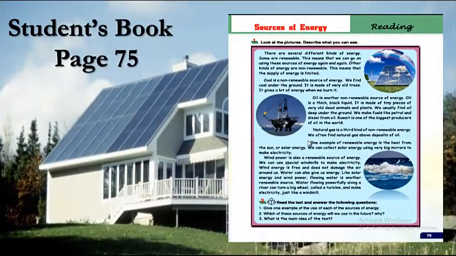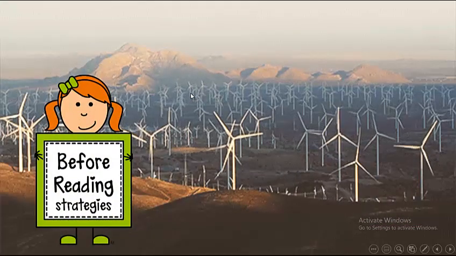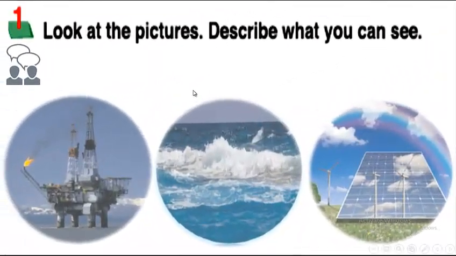Now, my dear students, let's move to our students book, page 75. Exercise number 1. Look at the pictures. Describe what you can see. I think you can see here some sources of energy, some renewable and non-renewable sources of energy.